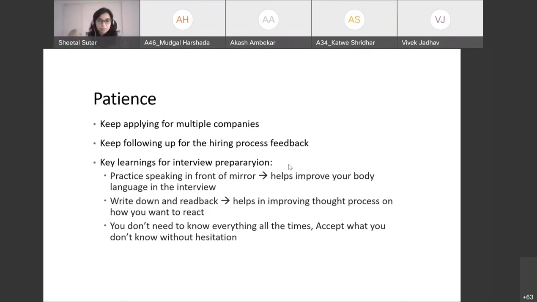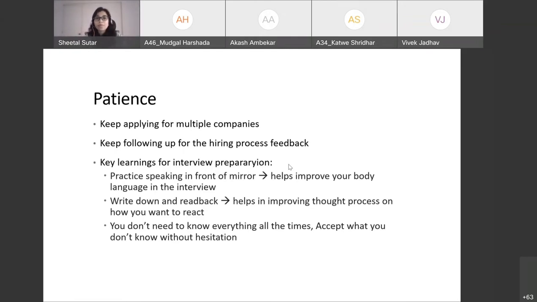When you are preparing for an interview, make sure that you watch yourself first before going to the interview: how you talk, how your body language is, how confident you look when you are talking. These are soft skills which really help you pass through the interview process. Once you are in the company, it's just technical stuff that one can learn and excel in, but soft skills really help a lot in cracking interviews. So your body language, the way you talk, your confidence level.